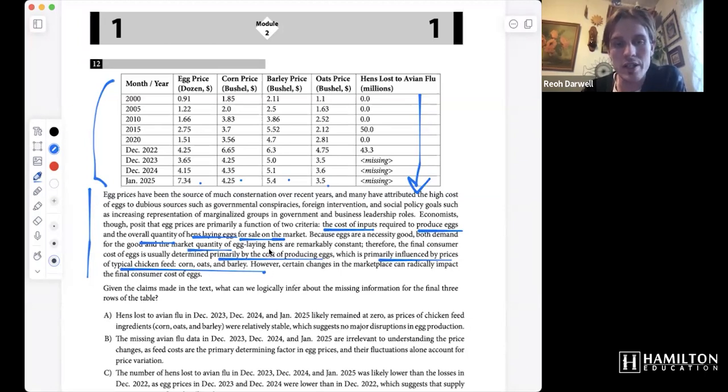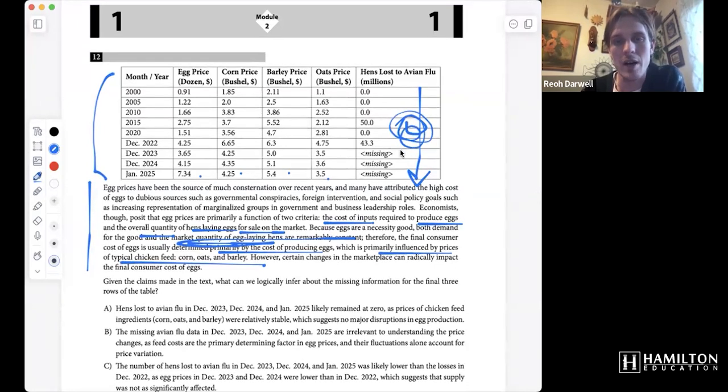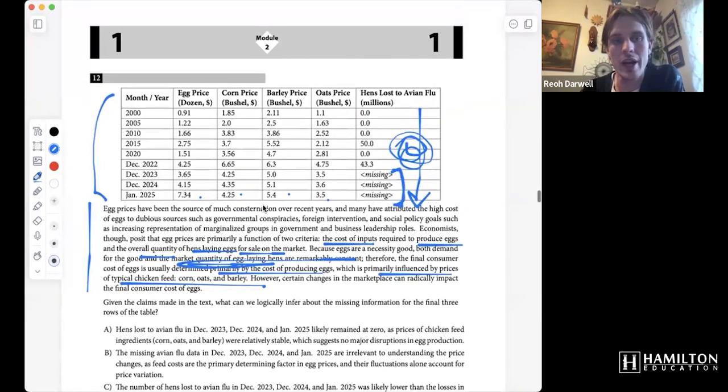So the quantity of egg-laying hens is typically very constant, unless, as we see here, they are lost to avian flu. So our question is asking, what can we infer about what's going on right here based on this information? We know that the price of eggs is a function of these two things. So what do we see here?